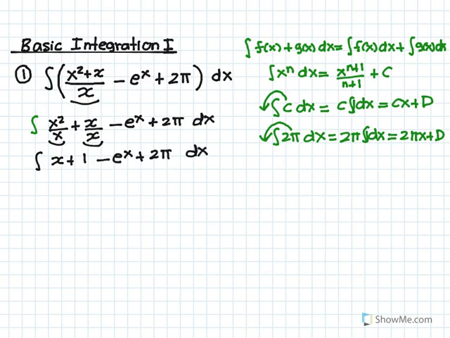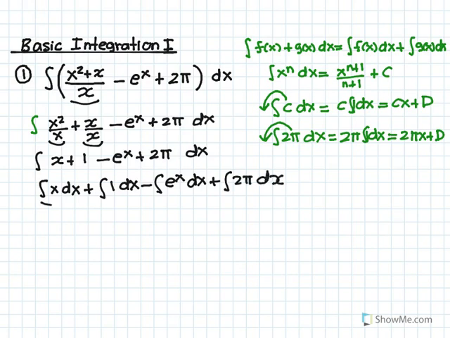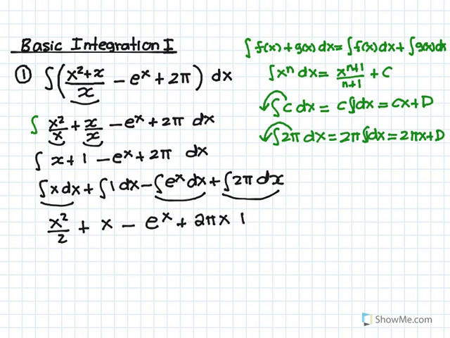Now the integral of a sum is the sum of the integrals. So that's going to be integral x dx plus integral 1 dx minus integral e to the x dx plus integral 2 pi dx. The first integral will be x squared over 2. Integrating a constant 1, that's just x. The antiderivative of e to the x is e to the x. And as we talked about earlier, integral of 2 pi dx is 2 pi x plus a constant of integration, an arbitrary constant.